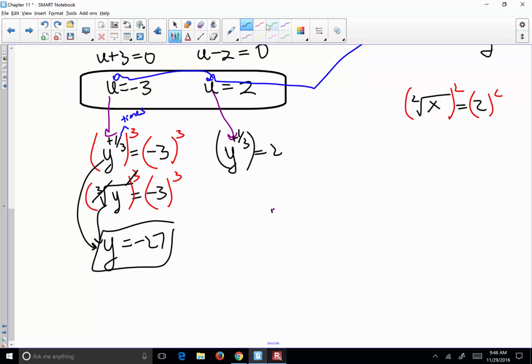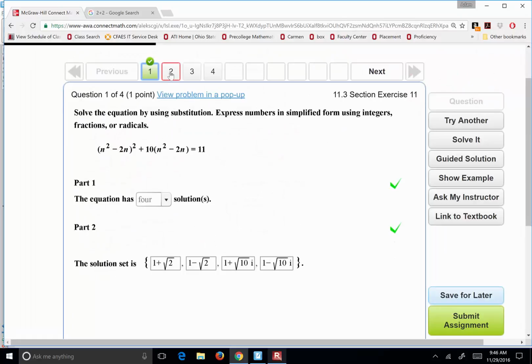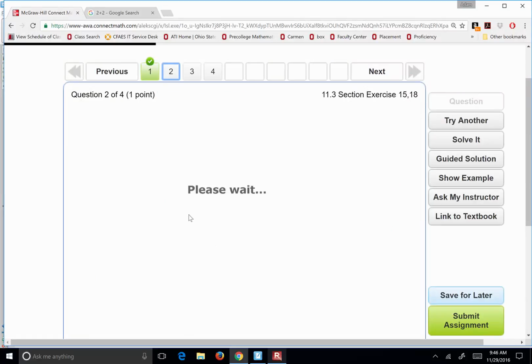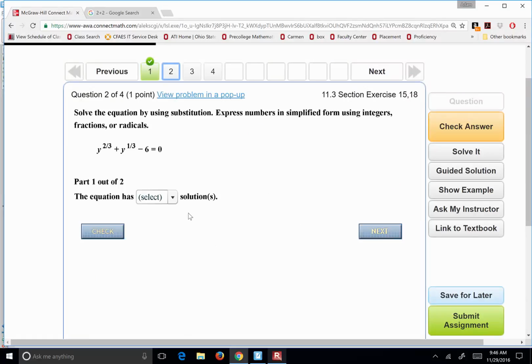Yep, we're gonna cube again. No new tools, still the old stuff. Cube again. Y, these cancel when you multiply. Y becomes 8. Minus 27 and 8 are the results. This wasn't too bad, huh? Two solutions.